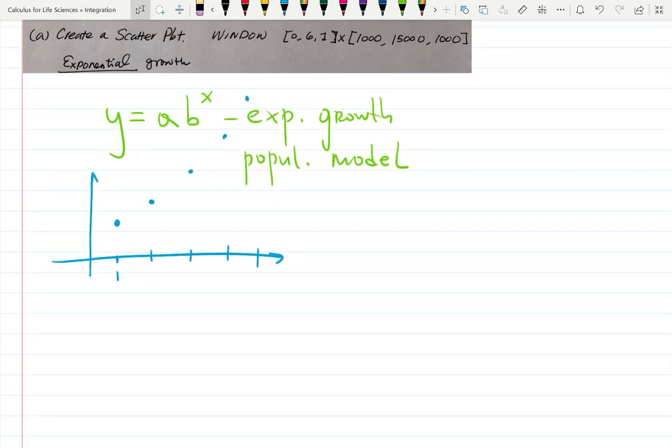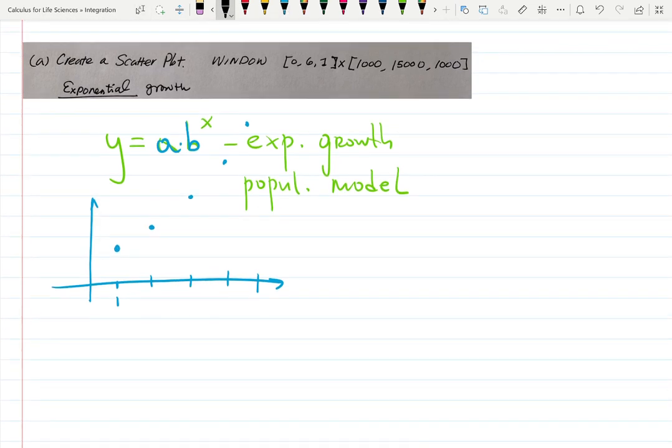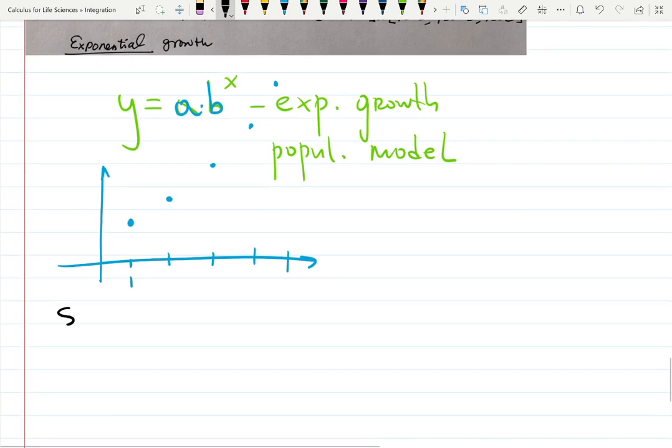Exponential growth population model. So we don't know anything. We don't know a, b. What should we do? That's why we use a calculator. In the calculator, there is a function. Go to Stat again, Stat, go to Calc, and apparently the button will be now 0. Because it's so popular, it's there, it's the first one.